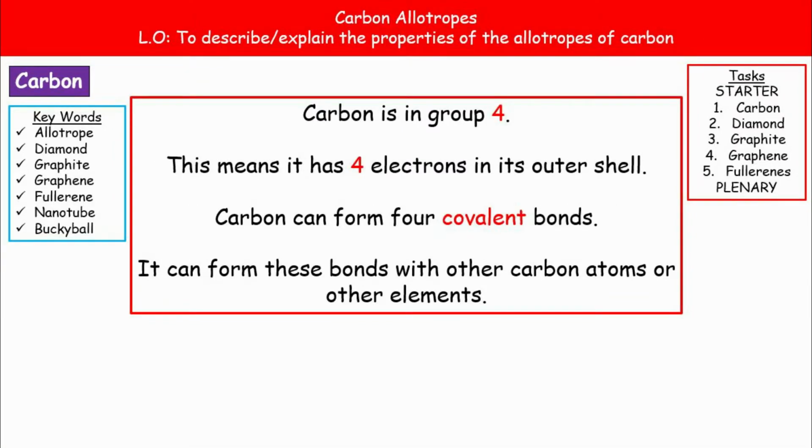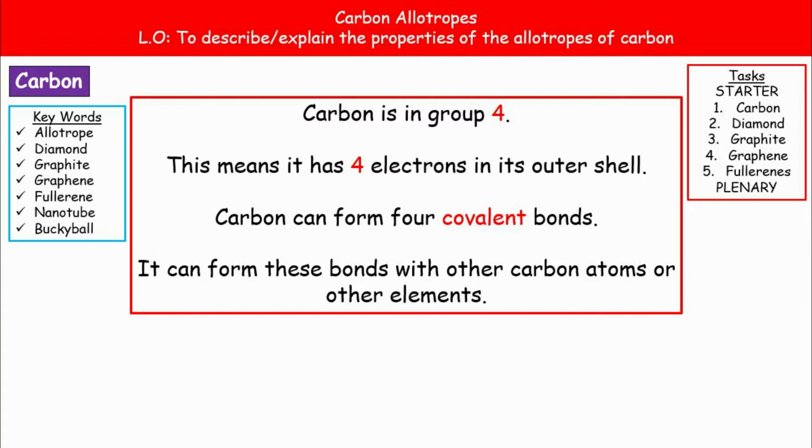Let's make sure we got the right missing bits in the right places. Obviously tick any you've got right, anything you got wrong, make sure you write the correct answer in. So carbon is in group 4 on the periodic table, and that means it's got 4 electrons in the outer shell, because if you remember what we've said previously, the group number tells us how many electrons there are in the outer shell. Because it's got 4 electrons in the outer shell, that means it can form 4 covalent bonds.